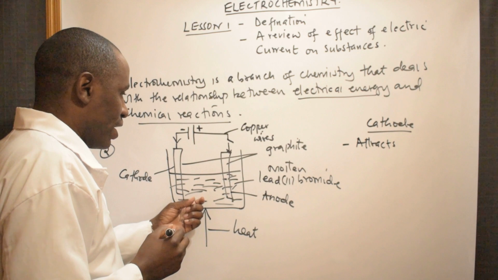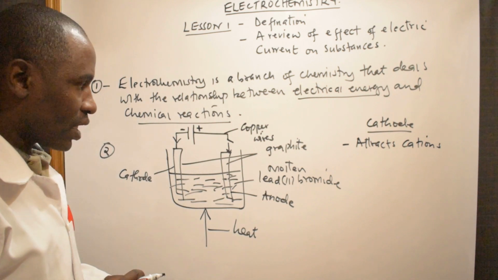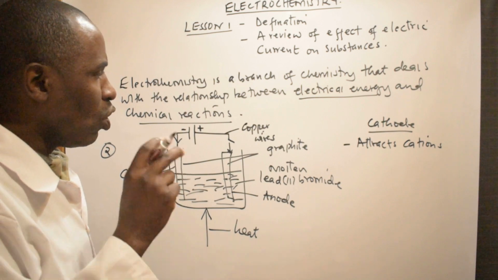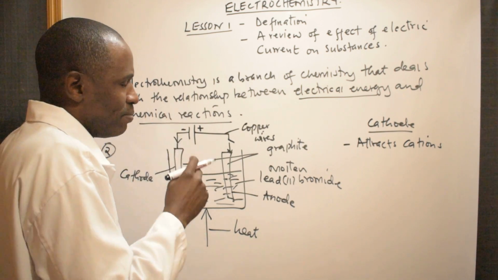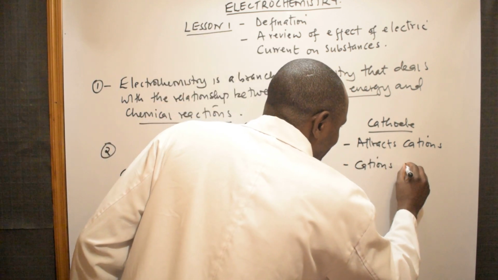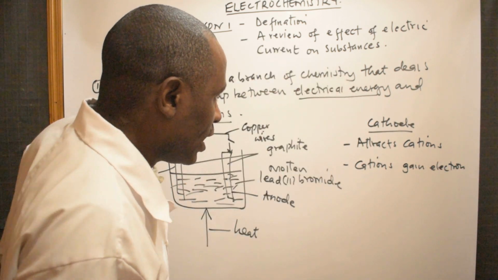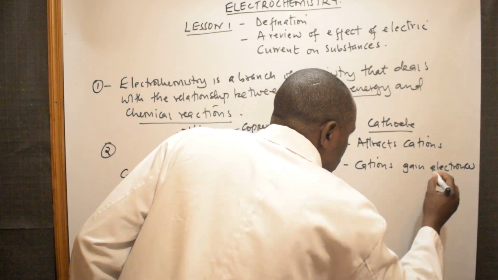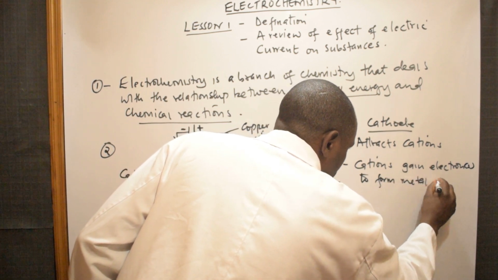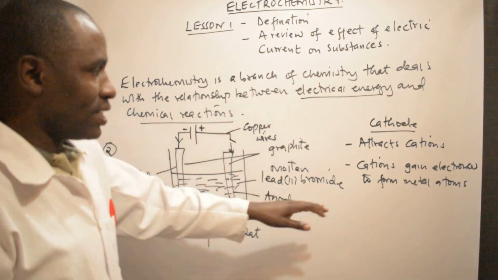the positively charged ions here, and the positively charged ions, we call them cations. Now, once the cations get to the cathode, what will happen to them? Look at that. The cations gain electrons to form metal atoms. Look at that. Remember, the cations are positively charged.